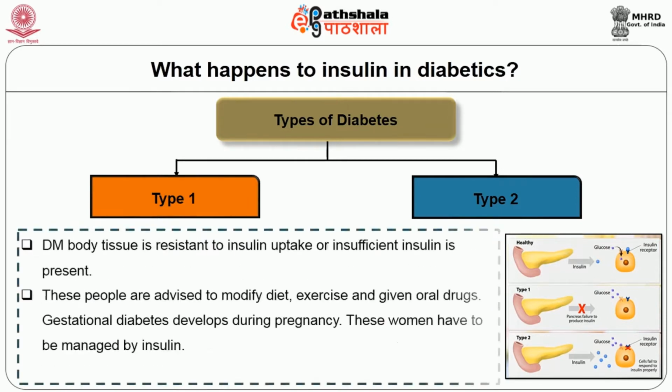In type 2 diabetes mellitus, the body tissue is resistant to insulin uptake or insufficient insulin is present. These people are advised to modify diet, exercise, and they are given oral drugs. There is also a condition known as gestational diabetes, which develops during pregnancy. These women have to be managed by insulin.